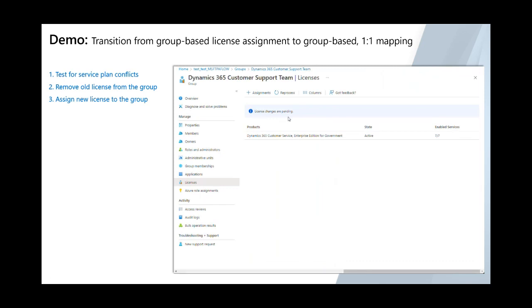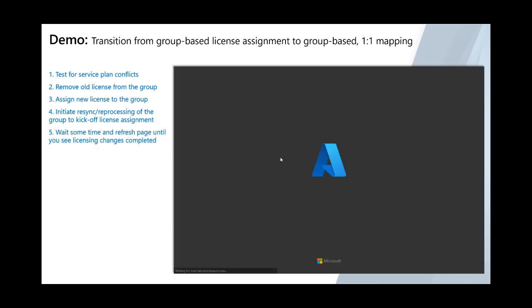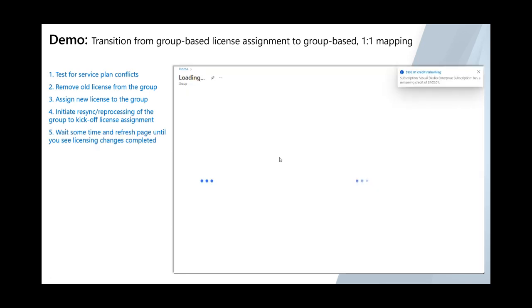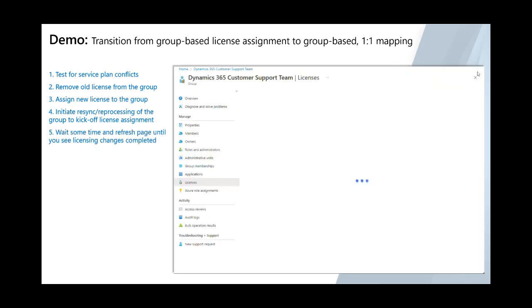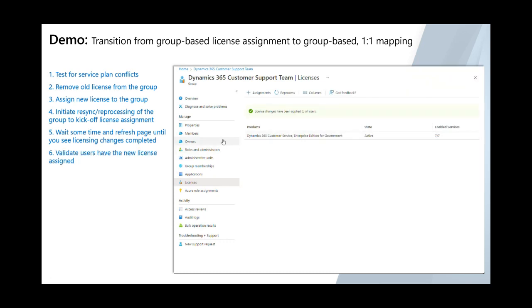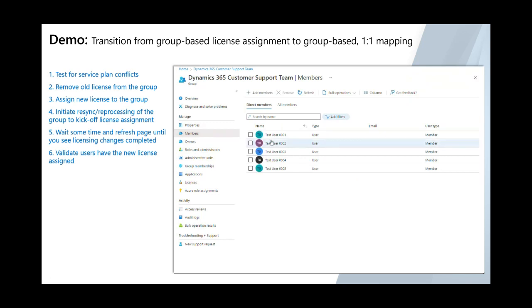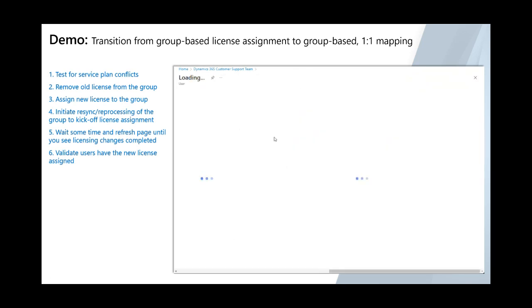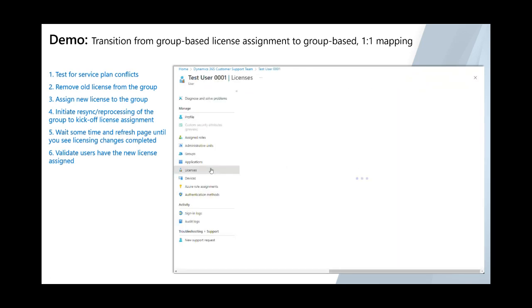And you can see here the license changes are pending. Depending on number of users, that can take some time to process. So we're going to kick it off, making sure that it is initiated by clicking the reprocess button. I'm going to refresh the Azure portal, and this will give us an updated status, and we can see now that the licensing changes have been applied to the group. So now we're doing a quick validation on one of the users that we are seeing the updates, and now we only have that new customer service license assigned to the user.